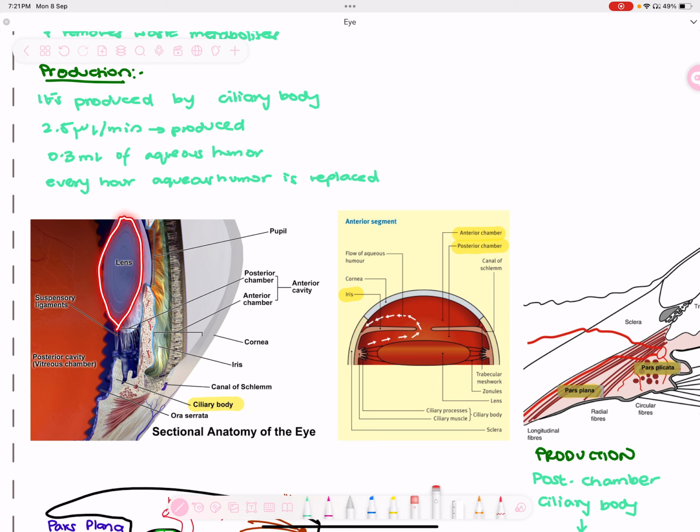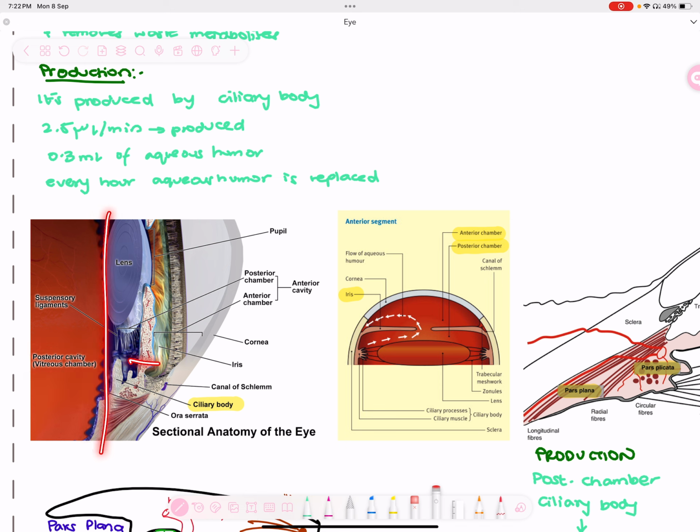These keep the lens in position, right? These hold the lens in position. And this is the iris, the colored part. This gives your eye the color, right? And this is the cornea. So what I told you previously, that your eye is divided into two sections, anterior and posterior. So this is the posterior section or posterior cavity, which contains the vitreous humor. So it's also known as vitreous chamber. This is the anterior section from here.